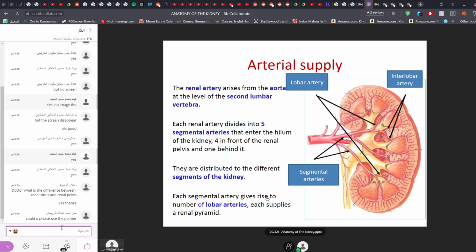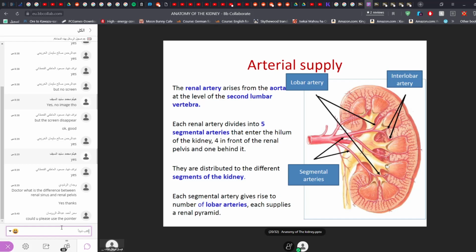Each segmental artery gives rise to a number of lobar arteries. Can you see? These are the segments, and we have these lobar arteries. Can you see? These are the lobar arteries. Now, why do we call them that? Because if we compare this pyramid and this cortex, this is the one structural unit of the kidney.